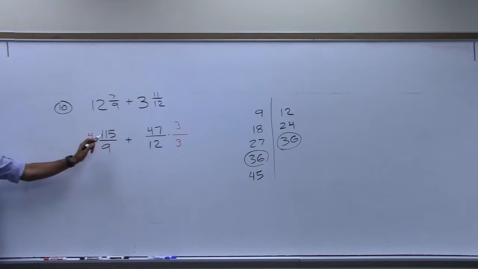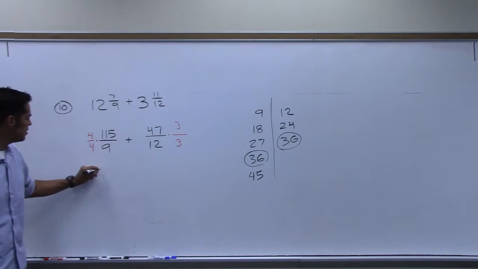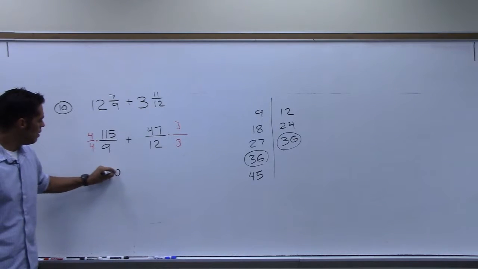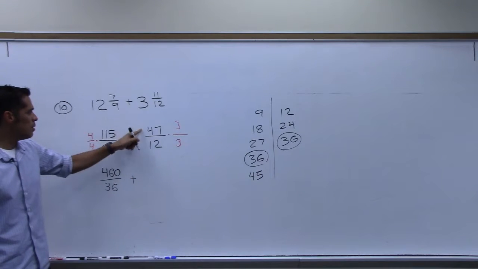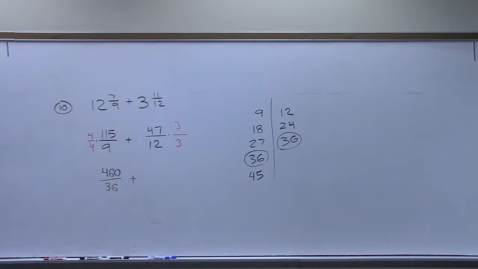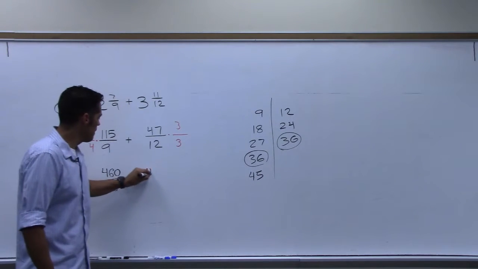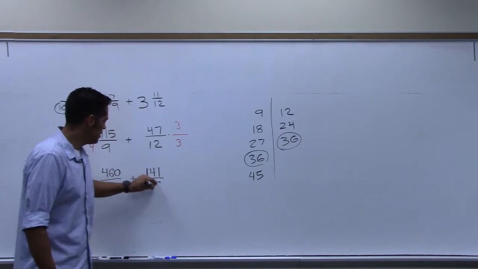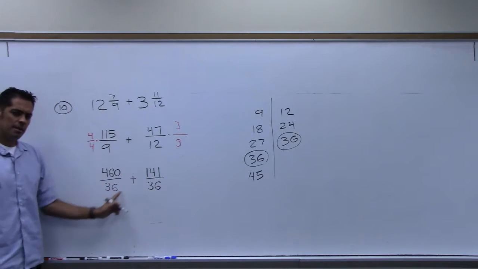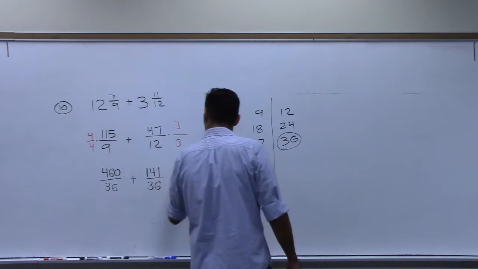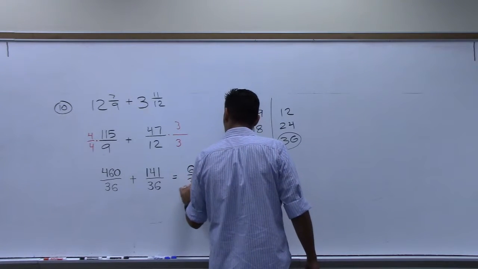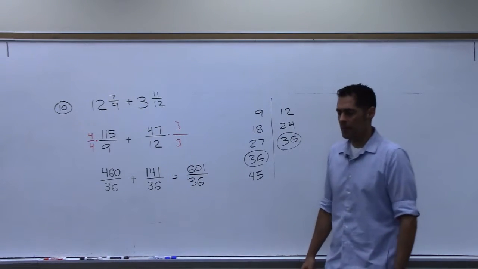4 times 115. Anybody do that? 460. Over my 36 plus 47 times 3, 141, over 36. Did you have 36 on the bottom? Yeah. Yep, okay. And then add those together, what is that? 601 over 36? That's it, right there, right?